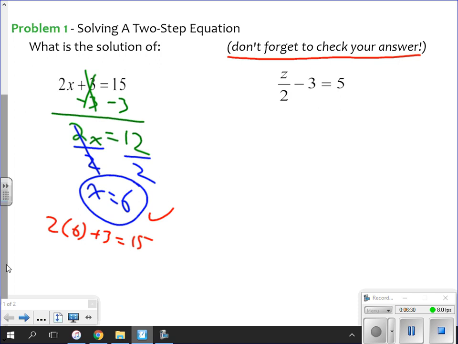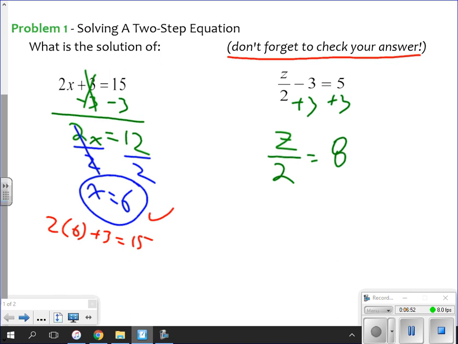3 minus 3. The minus 3, because what did I say? Order of operations, what are we doing? We're doing it in reverse order of operations, so you get rid of the addition and subtraction first. Add 3 to both sides, and I get z over 2 is equal to 8.